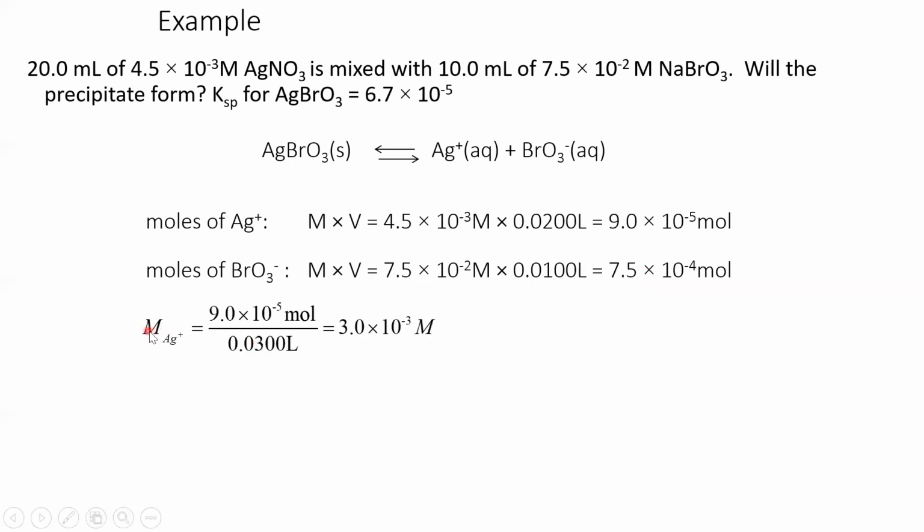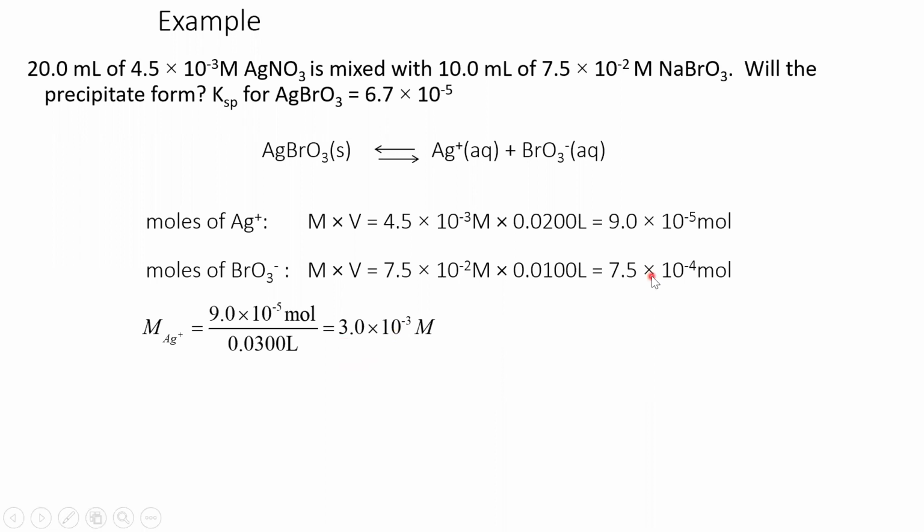Now, what are we going to do with that? Well, we need to calculate molarities. To do that, we're going to take the moles and divide by the volume. So for the silver ion, our moles are 9.0 times 10 to the minus 5. The volume is the total of the 20 milliliters plus the 10 milliliters, which gives us 30 milliliters. We're going to convert that to liters. Moles per liter gives us the molarity. So the molarity of the silver ion in this mixture of two solutions becomes 3.0 times 10 to the minus 3.